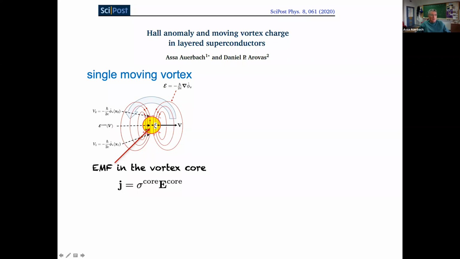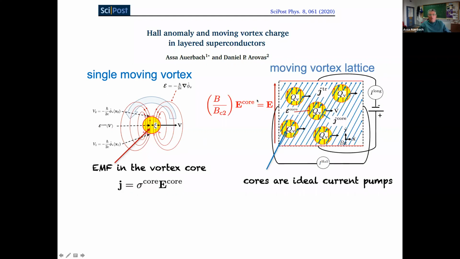Inside the vortex core, there is a linear electromotive force that is dependent on this velocity as well, and also on the radius of the vortex core. Now, if you take a bunch of vortices in a vortex lattice and let them all move, each one of them will produce a dipolar EMF configuration, which adds up precisely to the electric field that you imposed on the system to give you the steady state condition, the Josephson steady state condition.